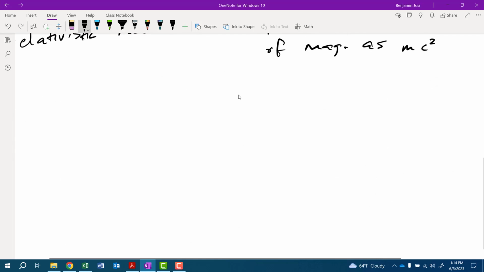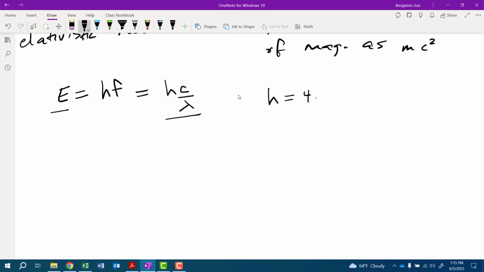So I will remind you that the energy of a photon is Planck's constant times the frequency. We used this for the photoelectric effect lab. But frequency is speed of light divided by wavelength. So the energy of a photon is hc over lambda. When you're using this formula, it's convenient to use this version of h: 4.14 times 10 to the negative 15 eV seconds. That way, when you plug everything in, you can still leave the speed of light in meters per second. The energy will come out in eV.